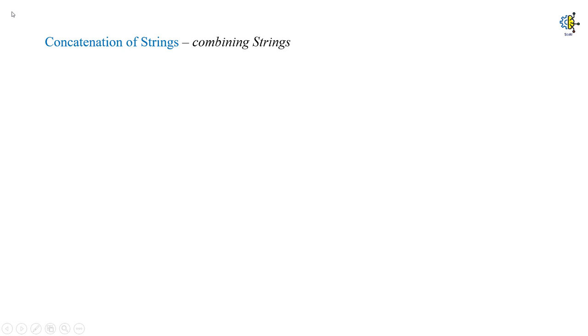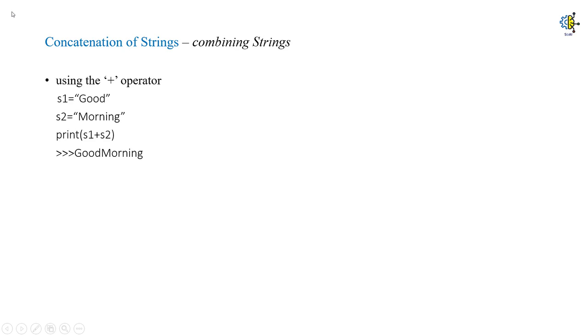Now let's take a look at concatenation of strings. What is concatenation? Concatenation is simply combining of two or more strings. This is done with the help of the plus operator. For example, here I have two strings, good and morning. Now, what happens if I print S1 plus S2? The output would be good morning, and as you can see, the two string variables have been combined.